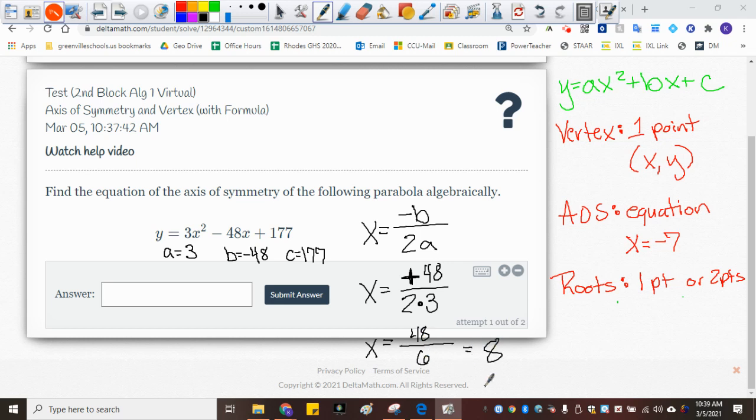So 8. Nice job. 8. And it says find the equation of axis of symmetry. So remember, equation is x equals. The difference between an equation and an expression is the equal sign. So your answer is x equals 8. Do you want to do another one of these?